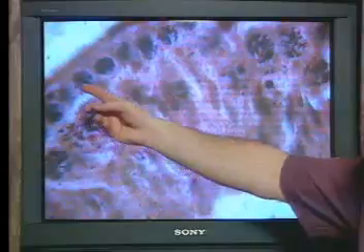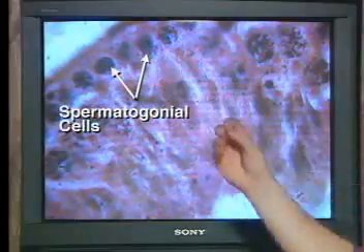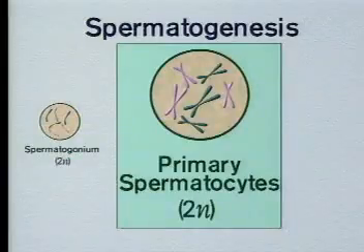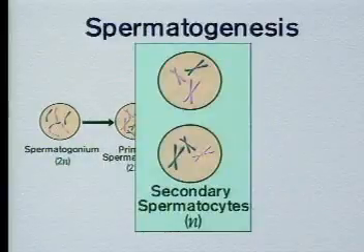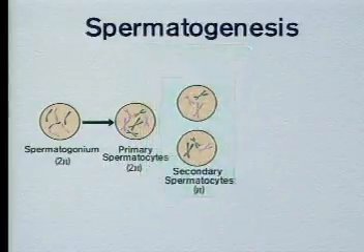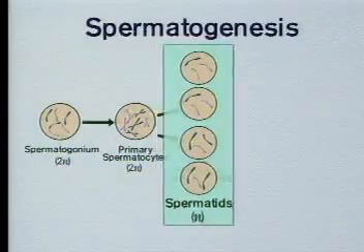Along the wall of the seminiferous tubules are spermatogonial cells. They undergo the process of mitosis. What would that do to the number of cells? The cell number would increase. Good. Now, for reasons yet to be determined, some of these spermatogonial cells enlarge and become primary spermatocytes. And these cells undergo meiosis 1, producing 2 secondary spermatocytes. The secondary spermatocytes undergo meiosis 2, resulting in the production of 4 spermatids.